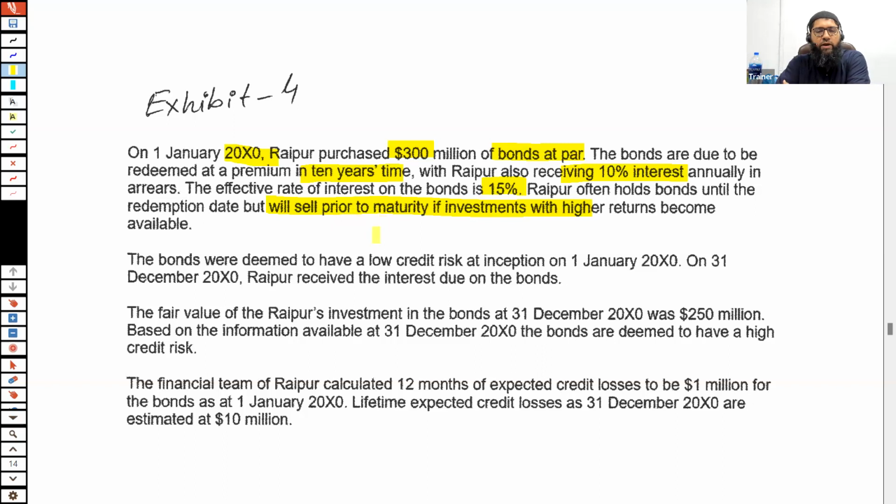Bonds are deemed to have lower credit risk at inception. On 1st December, Raipur received the interest due on the bonds. Fair value of the investment in the bonds at 31st December X0 was $250 million. Based on information available at 31st December X0, bonds are deemed to have high credit risk.